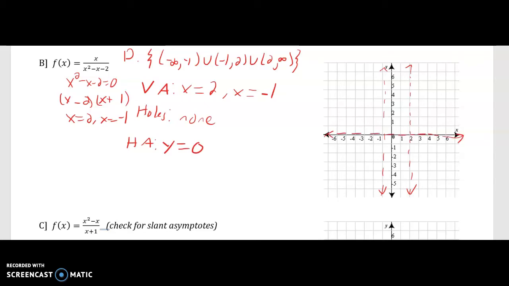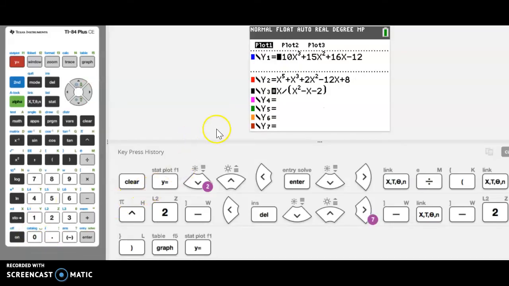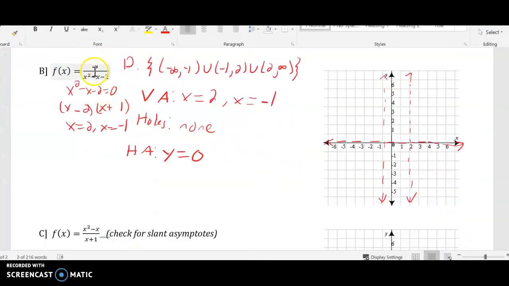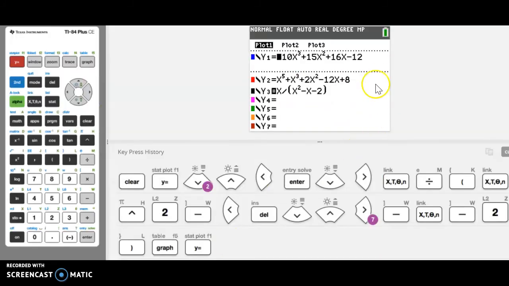Now this one would be a lot easier if I could just use my calculator, type it in, and get some points, because I don't know where this graph is located. So let's try to practice that. Okay, so here's a calculator. We type in the equation. It's x divided by x squared minus x minus 2. Always double check to make sure you're graphing the right thing. So x divided by x squared minus x minus 2. So yeah, we're good with that.